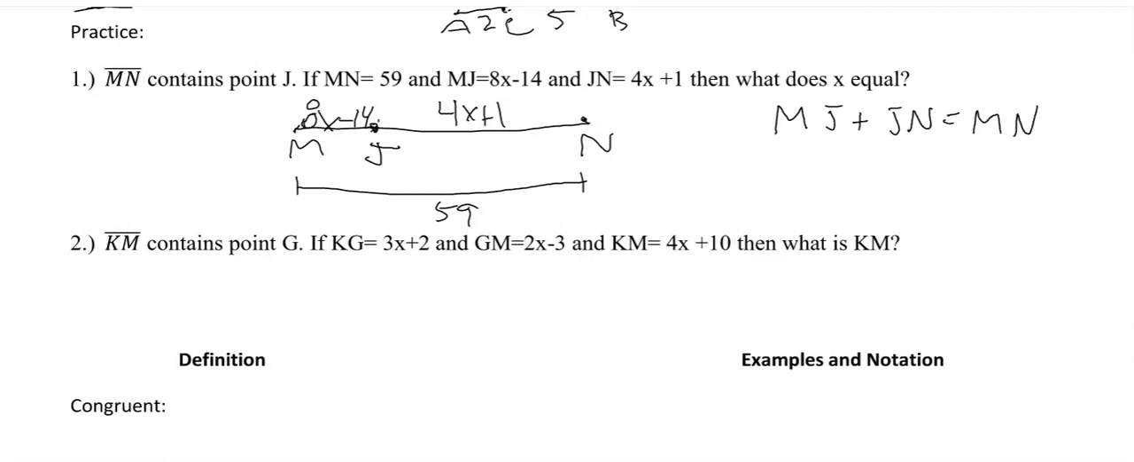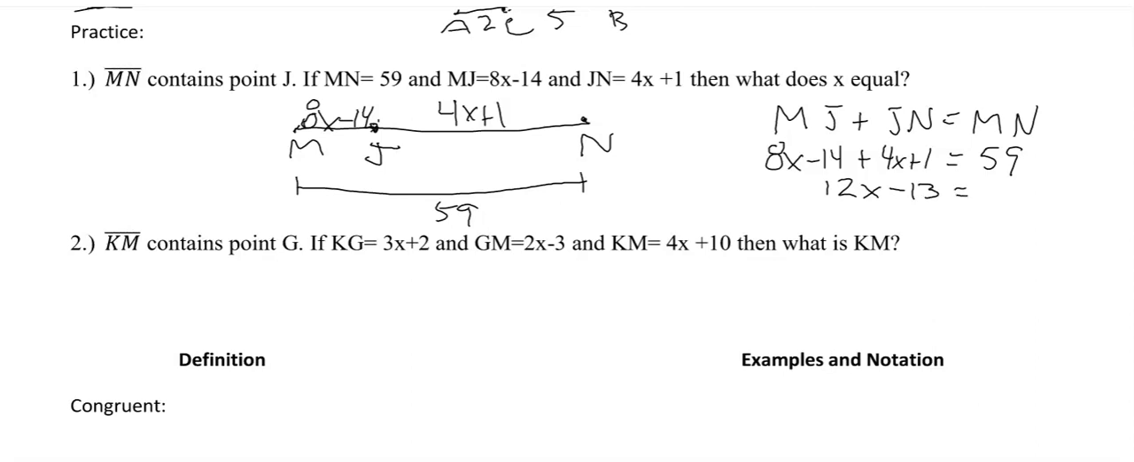Does everybody agree that the part plus the part equals the whole? Yes, you should say yes. Well, then let's just put in what MJ is. MJ has a length of 8x minus 14 plus whatever JN is. JN is 4x plus 1, and that equals the whole length, which is 59. Look, like I told you guys, we sprinkle algebra into geometry. Okay, so what are we doing here? We're making sure that you know how to combine like terms.